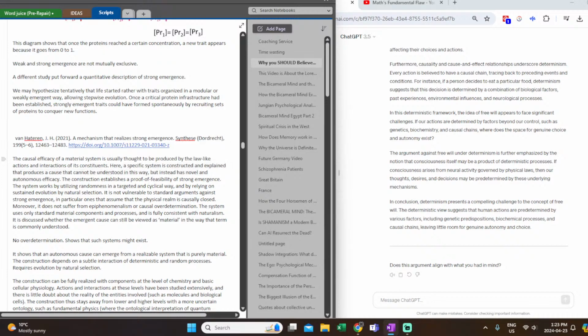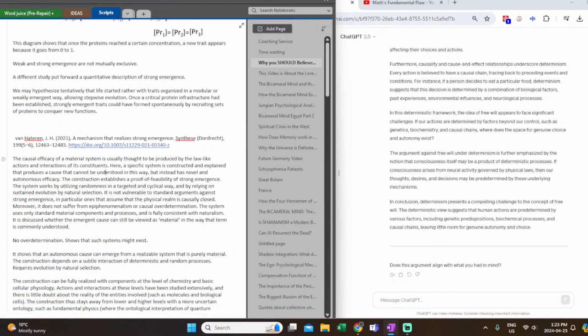The construction establishes a proof of feasibility of strong emergence. The system works by utilizing randomness in a targeted and cyclical way, and by relying on sustained evolution by natural selection. I'll pause there for a second, because this pretty much shows that evolution itself, the process of Darwinian natural selection, is an emergent phenomenon. It's a strongly emergent phenomenon in and of itself.